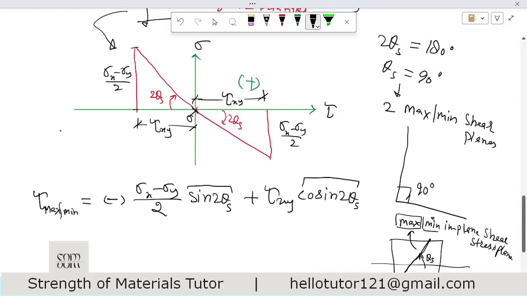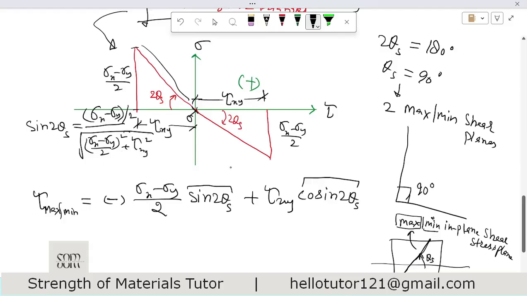So from here, let us take any of the triangles. Let us find the sine 2 theta s. What is sine? Sine is perpendicular divided by hypotenuse. So the perpendicular is this, it is sigma x minus sigma y divided by 2, divided by hypotenuse. What is hypotenuse? Hypotenuse is the square root of perpendicular square plus base square. So what is it? It is perpendicular square plus base square, right?